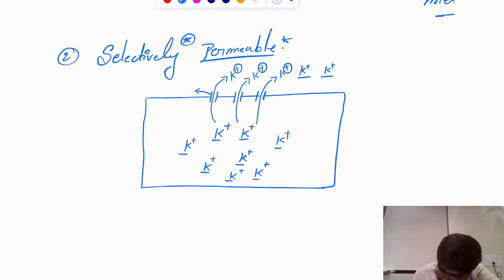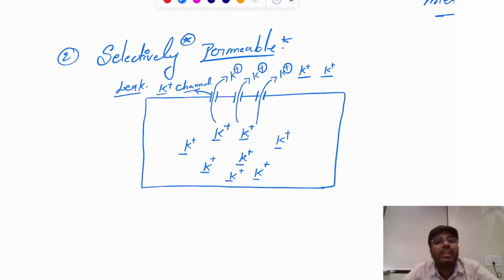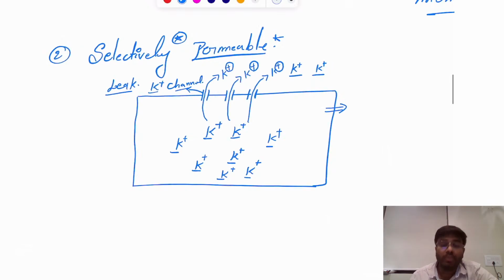These channels are called leaky potassium channels. Now tell me what these leaky potassium channels are doing. They are allowing the potassium to go out of the cell. Positive charges are going out of the cell, so positivity is being lost. As the positivity is going out of the cell, the inside will become more negative.